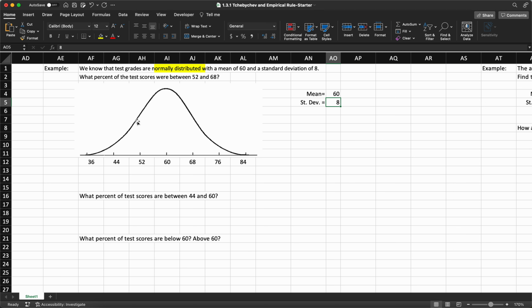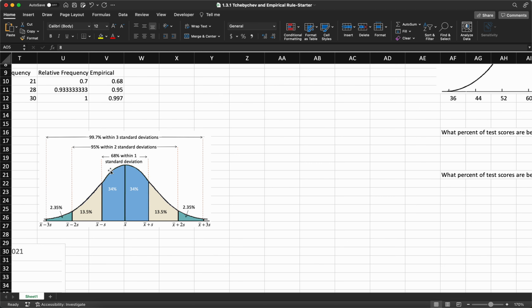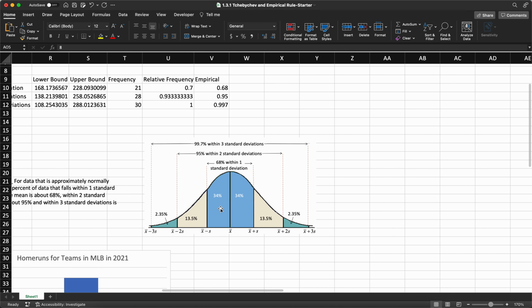Well, 52 is here, 1 standard deviation below. 68 is 1 standard deviation above. So this is data that's within 1 standard deviation, which we know is 68% from the empirical rule.